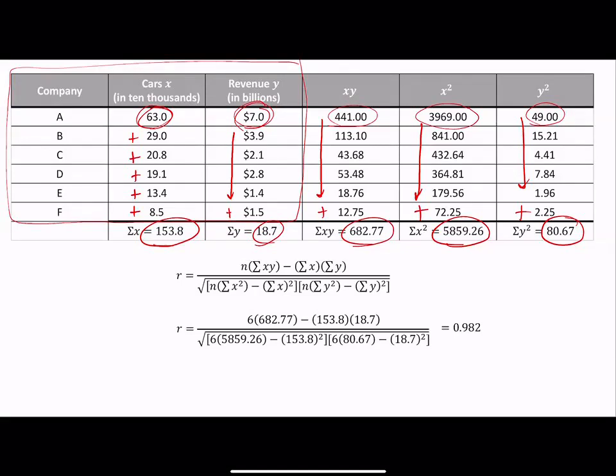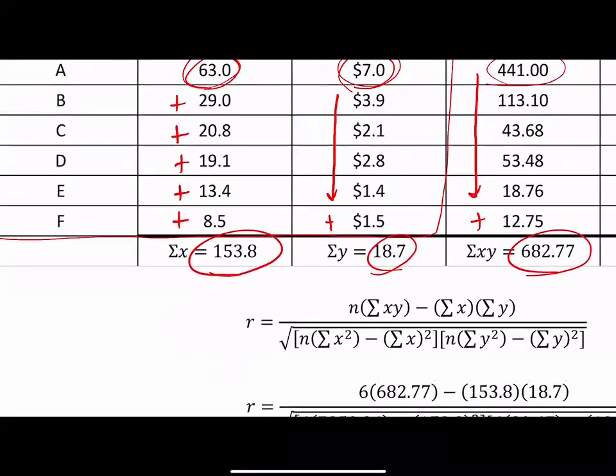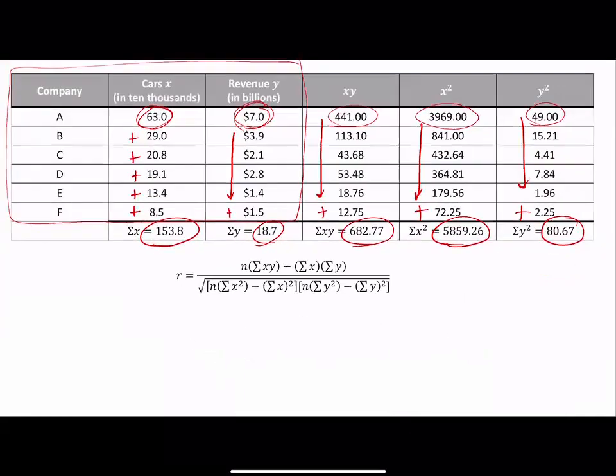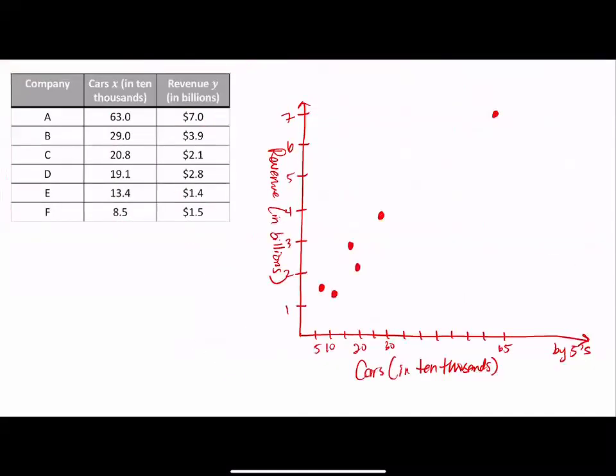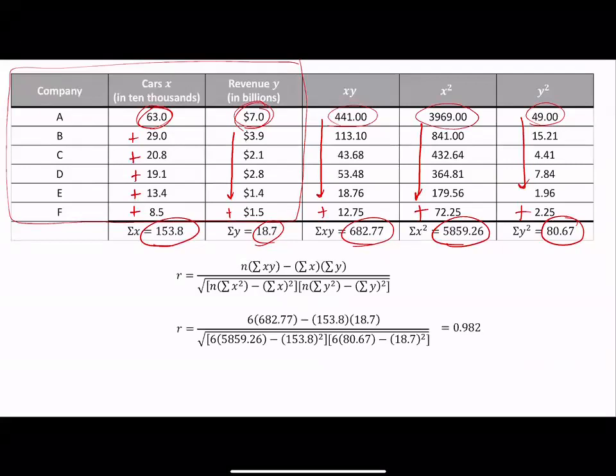And if we went back to our scatter plot, remember, we made the conjecture that our scatter plot looked like it was a positive linear relationship. We just show that R has a strong positive linear relationship, 0.982, very close to +1.